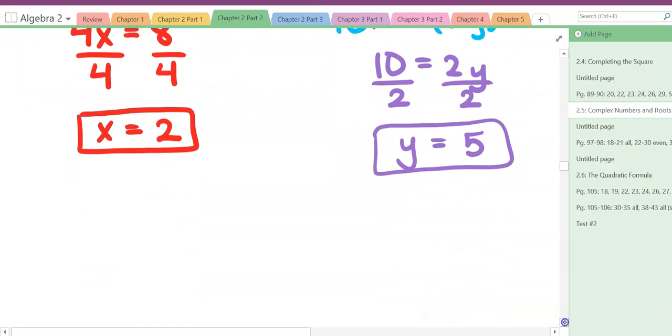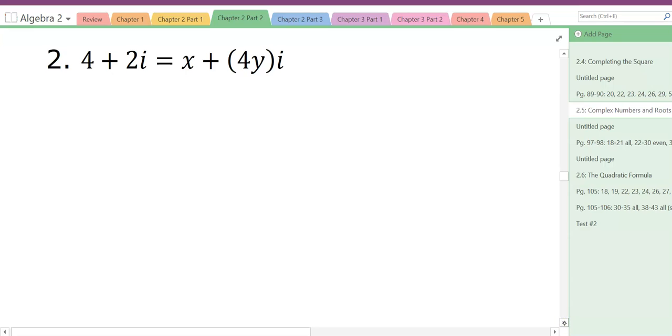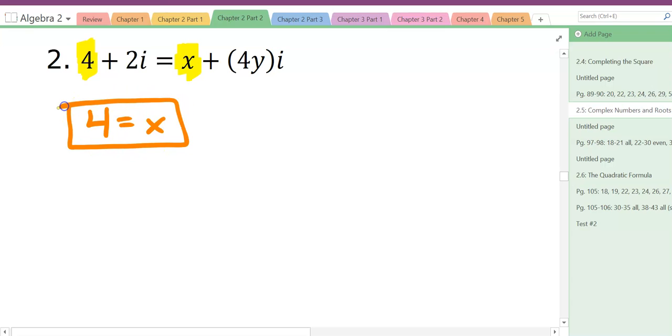Okay, so let's do another one together here. So I have 4 plus 2i equals x plus 4yi. The 4 on the left side does not have an i. What piece on the right side of the equal sign doesn't have an i? The x. Okay, this one's going to be pretty straightforward. 4 equals x. That one's solved. Okay, that one was easy enough.